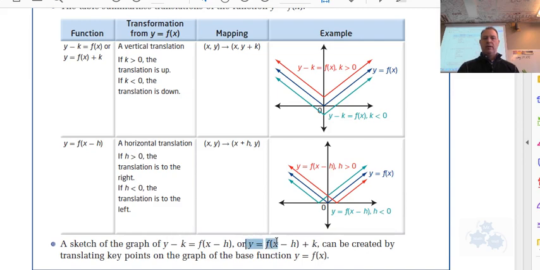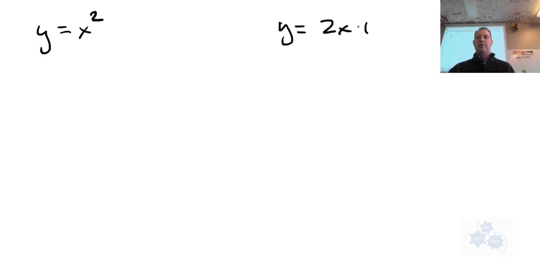So you'll see that down here they put both ways to show it: y equals f of x minus h plus k. What I'd like to talk about is other functions, other graphs that we can move, and what that looks like. So I'll maybe end with that. Let's do this. Just write this down: y equals x squared and y equals 2x plus 1.